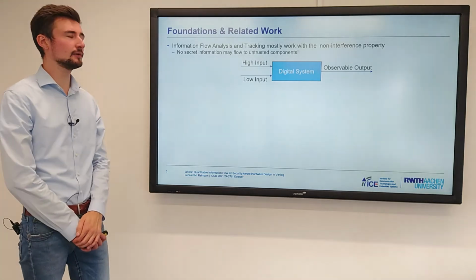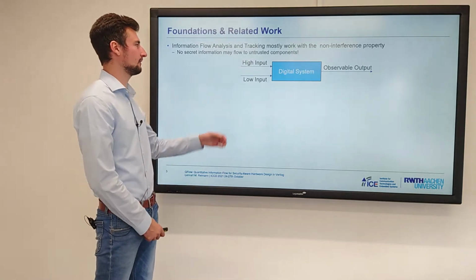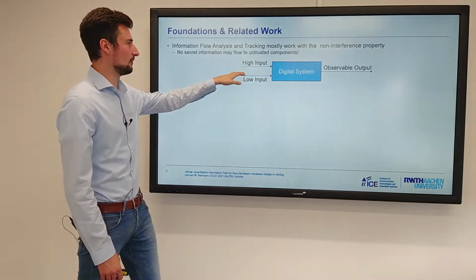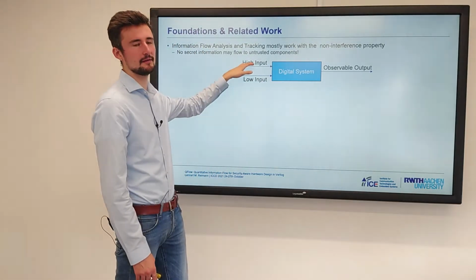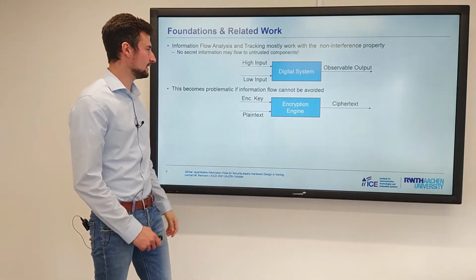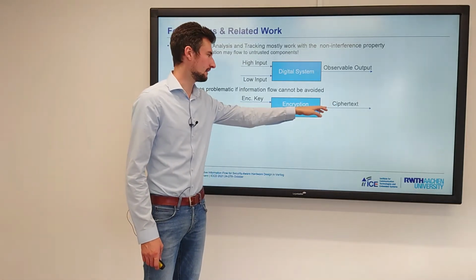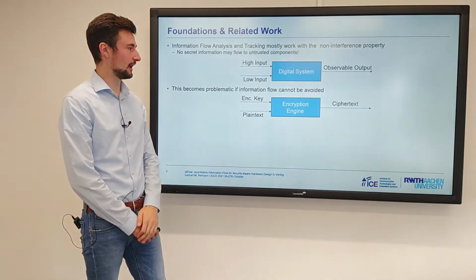Information flow analysis utilizes the non-interference property, which means that if we mark components or signals in our hardware description as highly sensitive, as high, the observable outputs cannot rely on or be interfered with by these highly sensitive data. For a more concrete example, this might mean that an observable output of a ciphertext cannot depend on the encryption key, which is not suitable for an encryption engine.